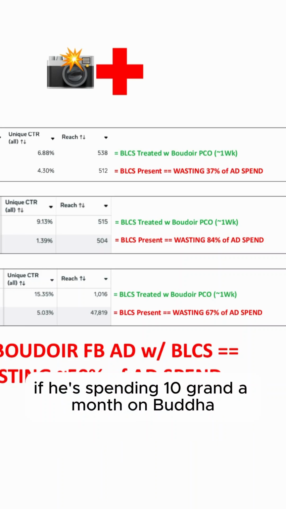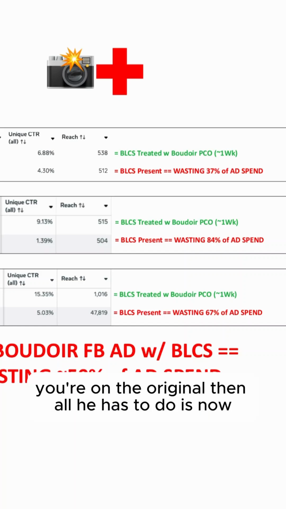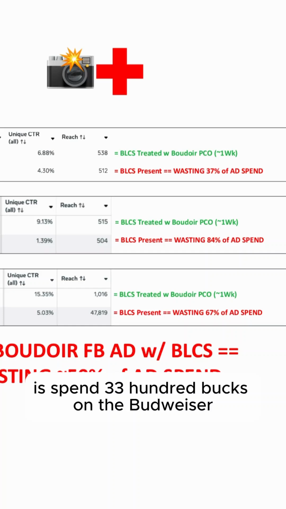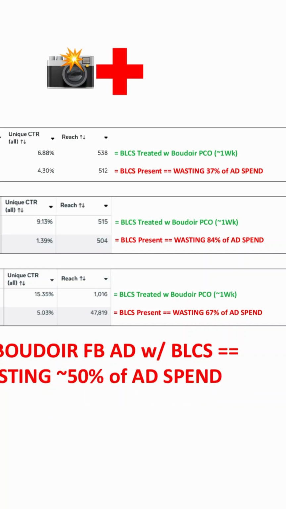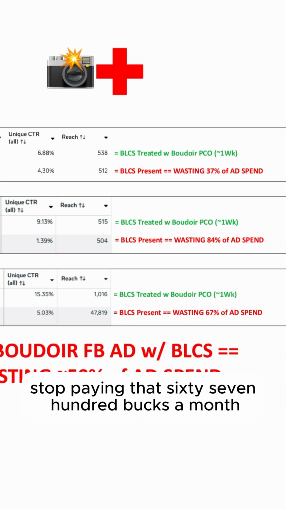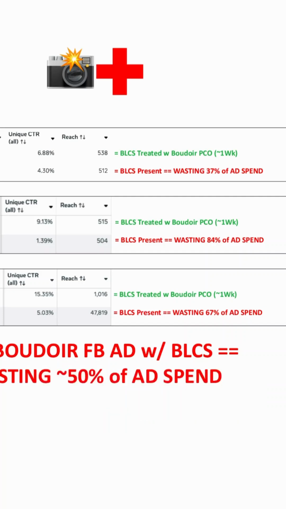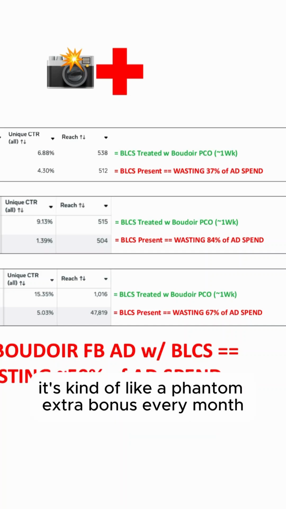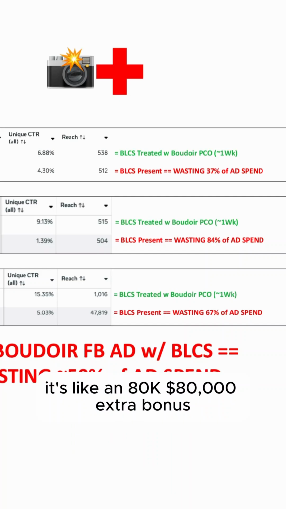So if he's spending $10,000 a month on Boudoir Facebook ads, then all he has to do now is spend $3,300 on the Boudoir Pico treated ad, and he gets his ad into the same number of women's brains in both scenarios. So literally he can stop paying that $6,700 a month and pocket that. It's kind of like a phantom extra bonus every month. And at the end of it, it's like an $80,000 extra bonus.